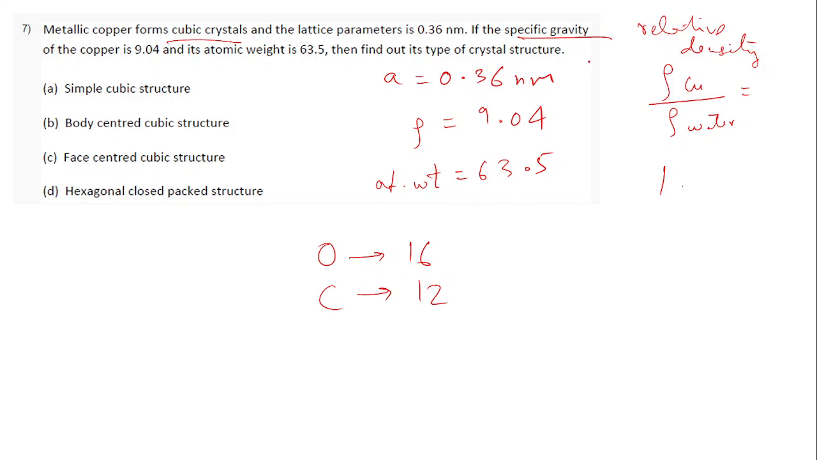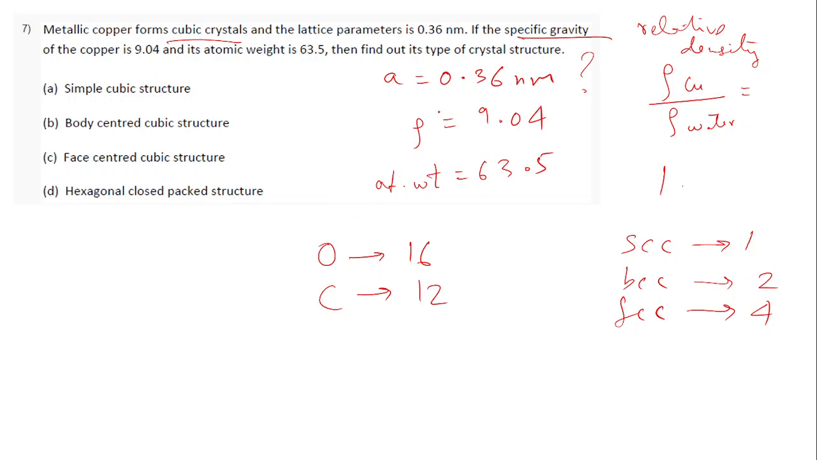Then find out the type of crystal structure. They are asking the type of crystal structure. So to find out if it is SCC, BCC or FCC, we don't need the edge length, right? We don't care about edge length. But if somehow we get to know how many atoms are there in that unit cell, we can know if it's SCC, BCC or FCC, because in SCC there is a total of 1 atom, in BCC there are a total of 2 atoms, in FCC there are a total of 4 atoms. So if we get to know the total number of atoms in this unit cell, then we can tell which type of crystal structure this is.